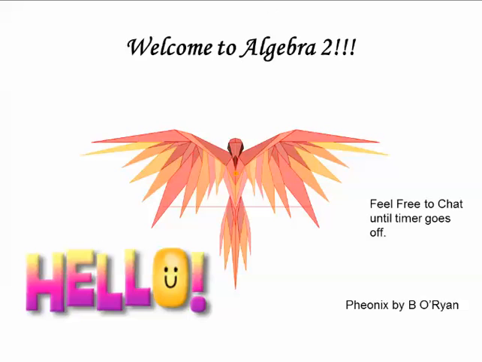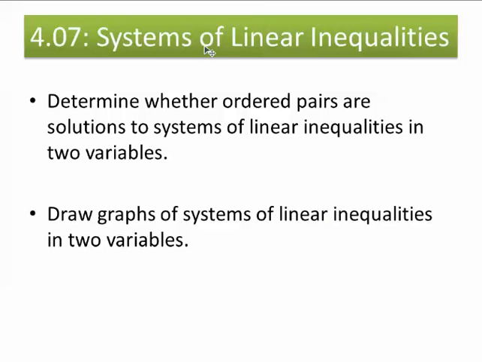We're continuing on in Unit 4, and what we're looking at right now is systems of linear inequalities. In this section, we're going to determine whether an ordered pair is a solution to a set of linear inequalities in two variables, and we're also going to draw some graphs of systems of linear inequalities in two variables. Okay?